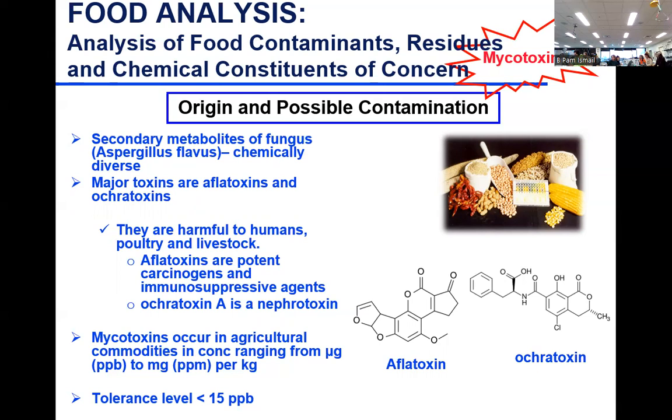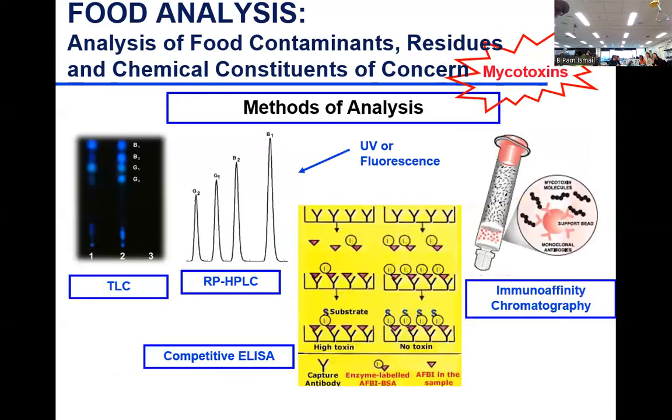How do they get on the food? Fungal growth. Sometimes you can see the fungal growth, sometimes you don't, but if you don't see it doesn't mean you don't have the toxin. There are different types of toxins, different characteristics. The most common chromatography is HPLC, reverse phase HPLC. They're relatively polar, they're non-volatile, so reverse phase HPLC is one of the most common ones.